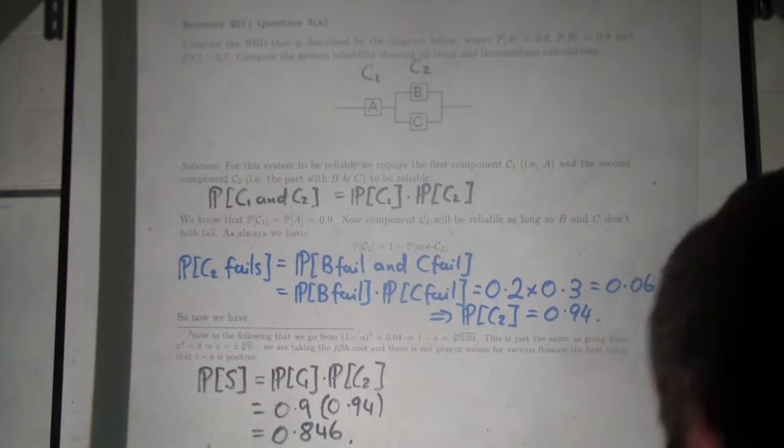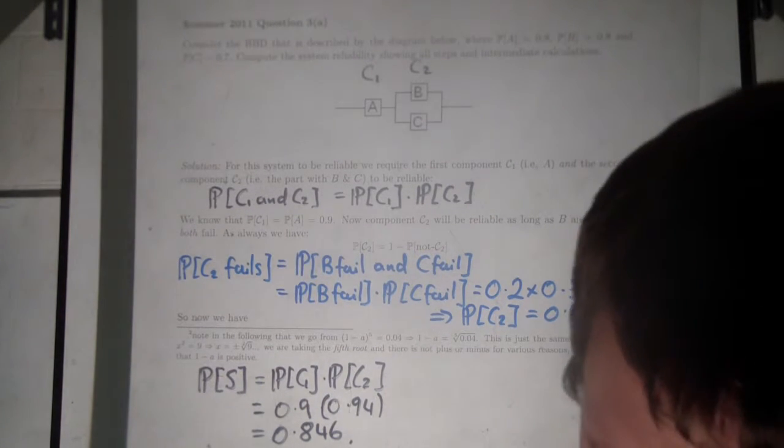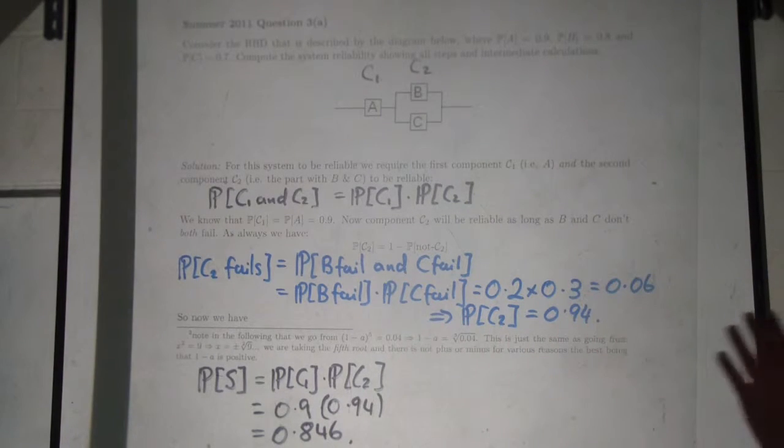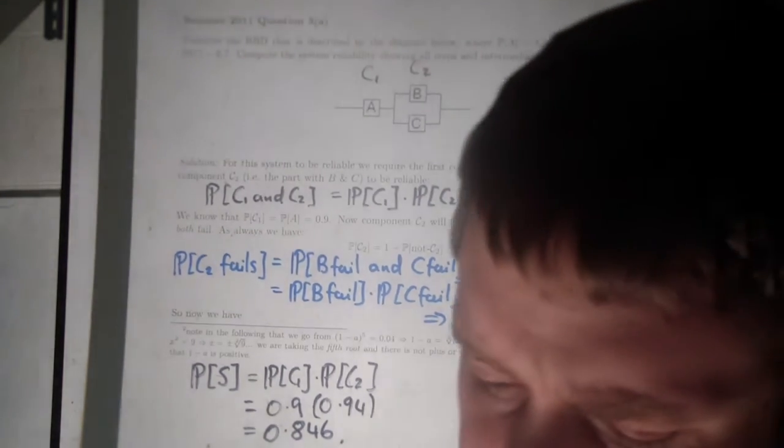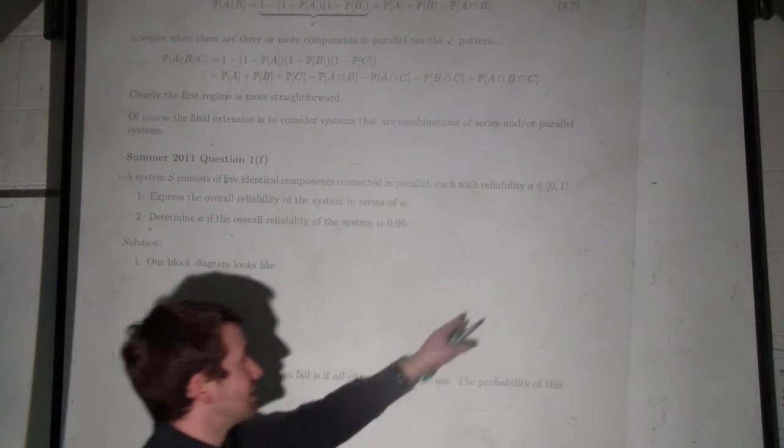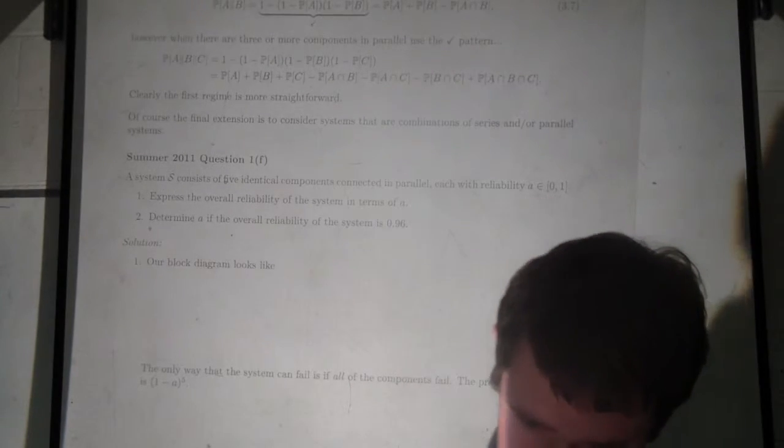Okay. Now we'll go back and look at the previous question, page 95, where now most of them you're given the diagram. Sometimes it might ask you to make a fairly straightforward diagram. So in this one, a system consists of 5 identical components, but they're assumed to be independent, connected in parallel. Each has a reliability of a number A between 0 and 1. We're not saying what A actually is. Express the reliability of the system in terms of A. So the block diagram is 5 in parallel.